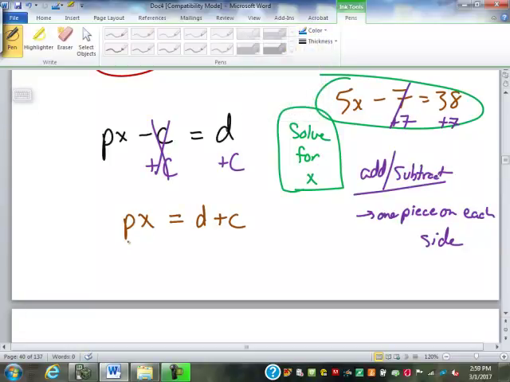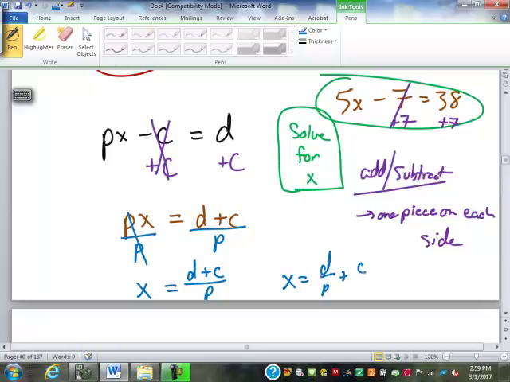And now, I have to divide by p to get x by itself. So that leaves me with x. Remember, when I divide, I have to divide every digit. So over here, I've got d plus c all divided by p. Well, that could be d divided by p and c divided by p. But since neither one of those can be divided out, I can just leave it like this as d plus c over p. Or I could split it up as x is equal to d divided by p plus c divided by p. I would leave it like this just because that's less steps. Once I know d, c, and p, it's less steps then to find x.